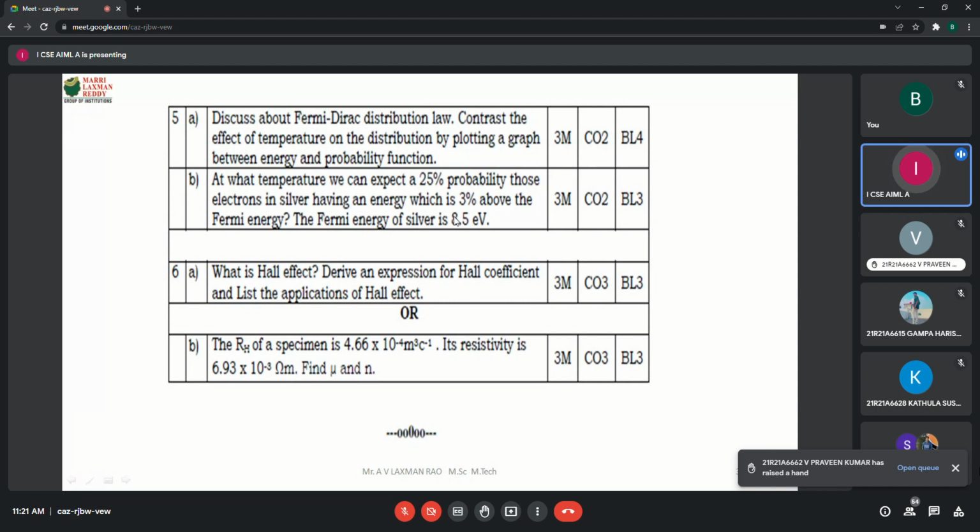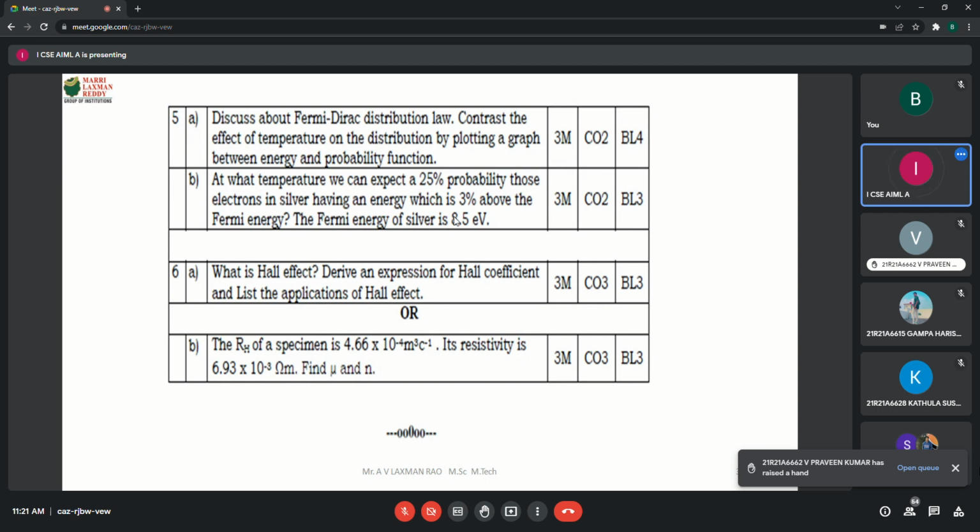All these problems we have already solved. Find out the temperature value, or find out the E minus EF value, the difference between the given energy level and the Fermi energy level, or find out the probability value. Only three things can be expected: find out the temperature, or the E minus EF difference between the given energy level and the Fermi energy level, or the Fermi probability value.